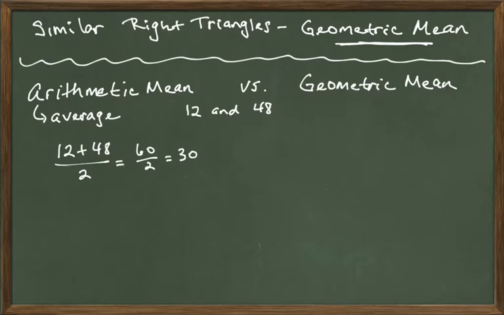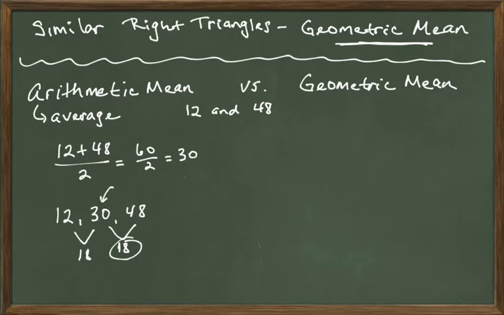It's the average. Another way to look at it, 12 and 30 are 18 units apart. You can add 12 plus 18 to get 30. You can also add 18 to 30 to get 48. So this is an arithmetic number that you're adding to get from one number to the next. This is exactly in the middle.